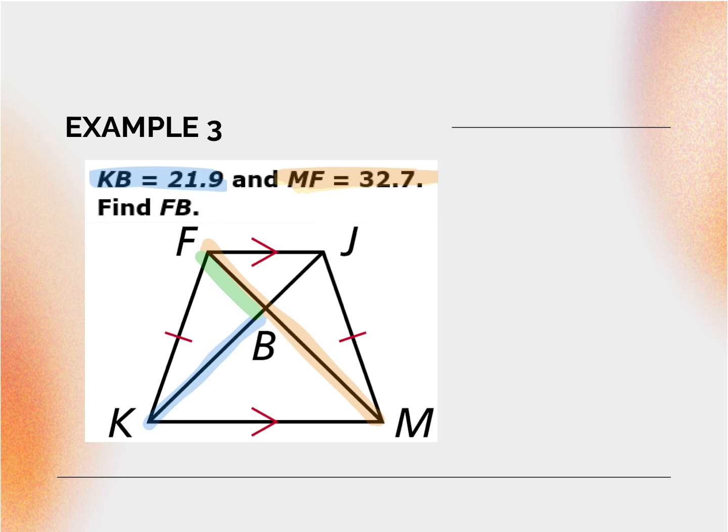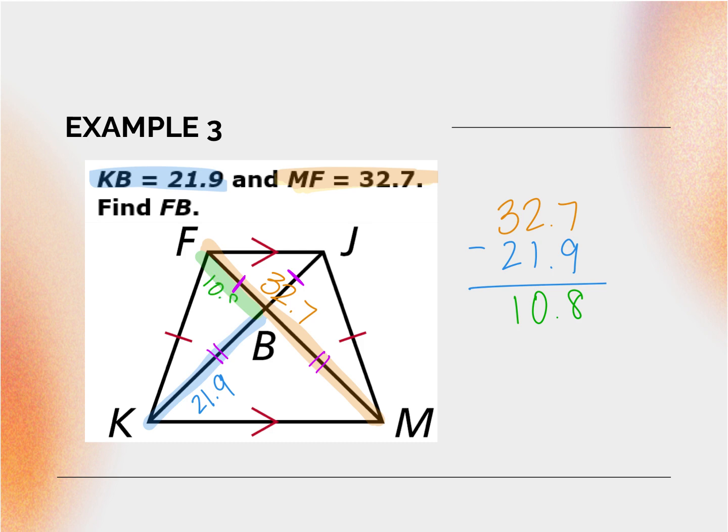So I'm going to label what I have. KB is 21.9. MF is 32.7. And I know what's congruent. I know that these two are congruent and these two are congruent. How would I find the measure of BF? Good, 32.7. All I have to do is subtract. Minus 21.9. What am I going to get if I subtract correctly? 10.8. So this is going to be 10.8, and this side is also going to be 10.8, and this side is 21.9 to equal 32.7. So you have to know what's congruent. You have to know the properties.